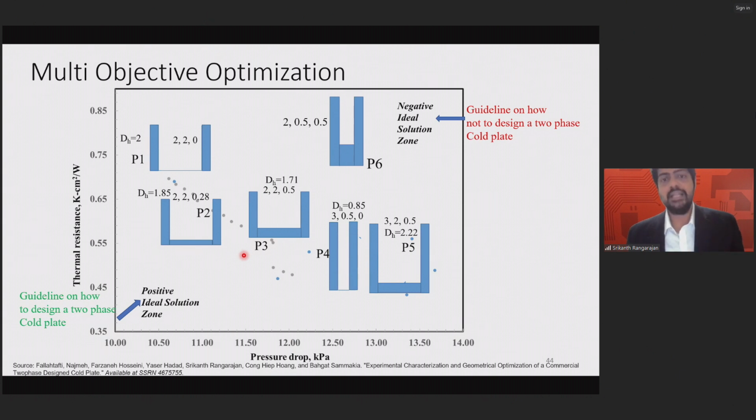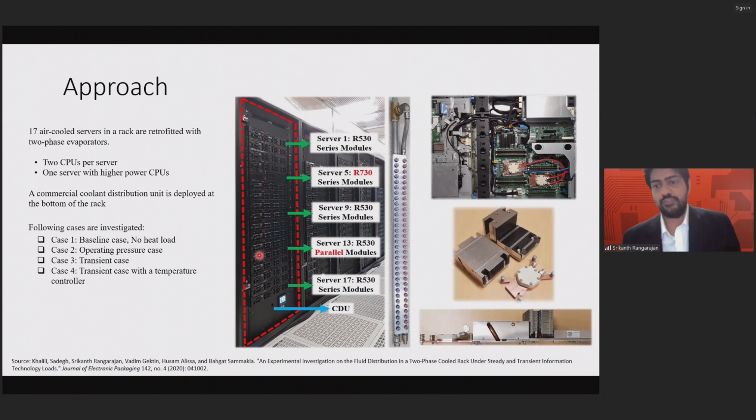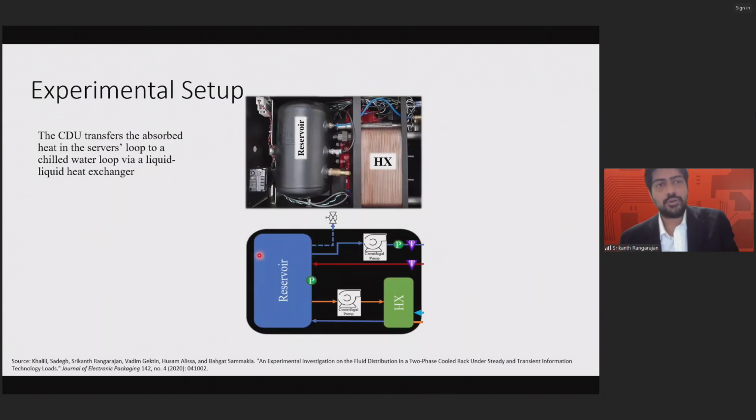But in the meanwhile, we also wanted to take the original cold plate and put it in a rack, because the rack level dynamics are very different from what you can see in bench level dynamics. And this is an in-house data center at Binghamton. We have a dedicated rack that was previously air cooled, and we replaced all the air cooled heat sinks in this rack with a liquid cooled, two-phase cold plate. And we had a coolant distribution unit comprising a reservoir, a heat exchanger and a centrifugal pump.